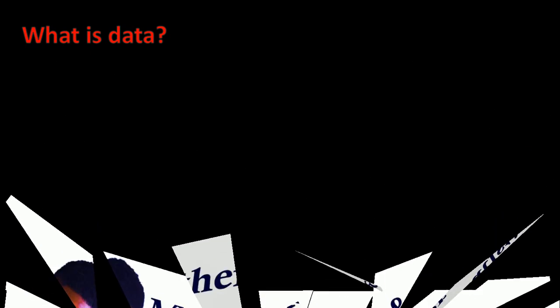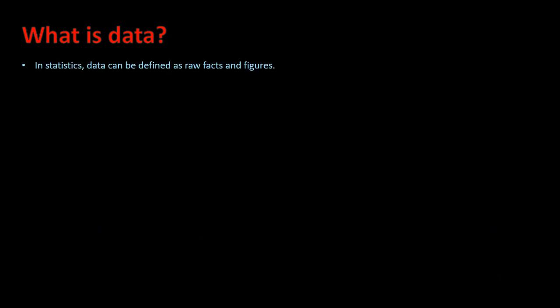So what is data? In statistics, data can be defined as raw facts and figures. Raw means that the information is unprocessed. So another definition for data is unprocessed information. Usually this data is of very little use or no use at all to us until it is processed and analyzed.